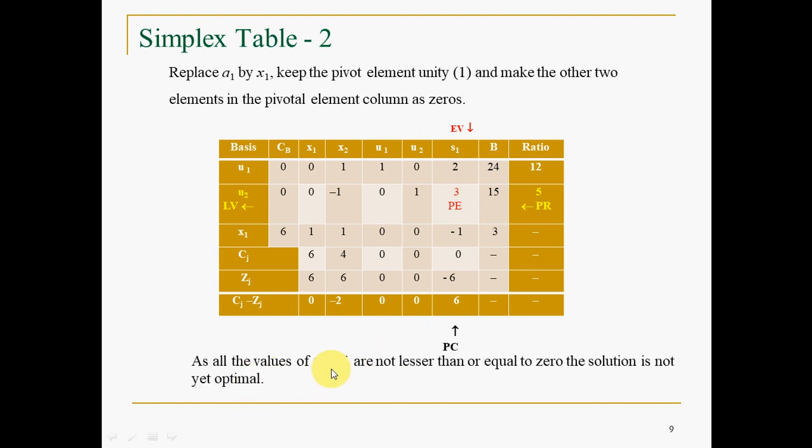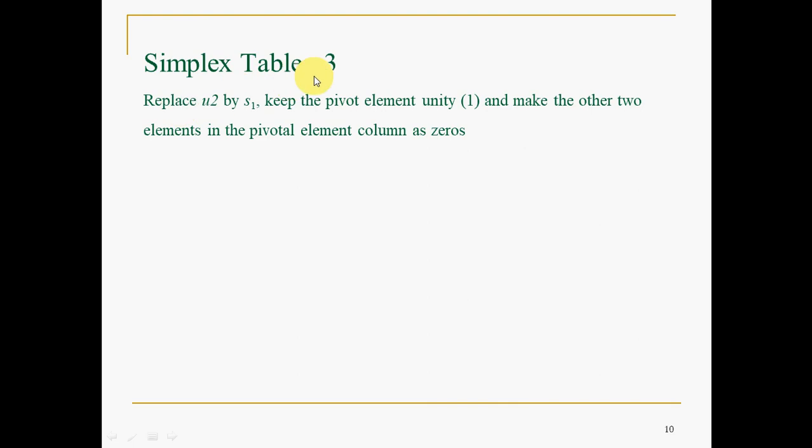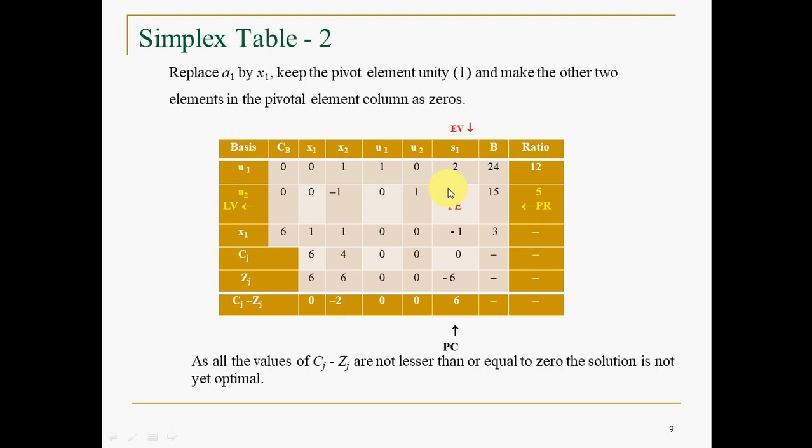Are all the values of Cj minus Zj lesser than or equal to 0? No. The solution is not yet optimal. Fine. Now, in the simplex table, same as before, replace U2, that is, replace the leaving variable by S1, which becomes the entering variable, keeping the pivot element as 1, and make the other two elements in the pivotal column zeros. Again, this is the pivotal, this you have to keep as 1 somehow, and this you have to make 0. For that, I have given a very clear explanation just now.